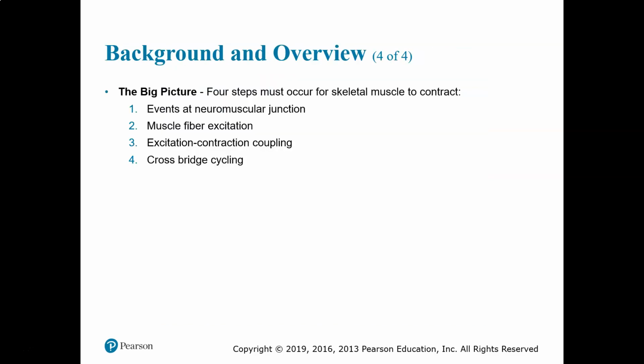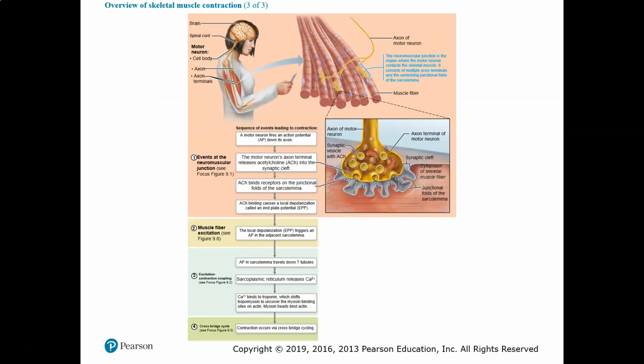All right, now four steps must occur for skeletal muscle to contract. You have to have events happen at the neuromuscular junction. So something has to happen within the motor neuron, the somatic motor neuron, before a signal can get to the muscle fiber. Then those events lead to the excitation of the muscle fiber, then excitation-contraction coupling, where the actin and myosin are connected, and then cross-bridge cycling is actually when the contraction occurs, and then contraction and relaxation of the muscle fiber. All right, and this is hard to look at because it looks so small, but the four events are basically divided up and simplified for you here.